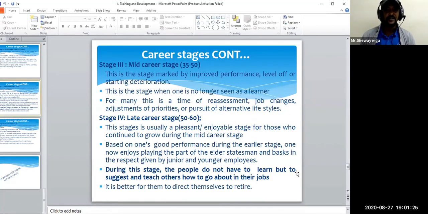The third stage is the mid-career stage, which is 35 up to 50. This stage is marked by improved performance, level of or starting distortions. This is the stage when one is no longer seen as a learner. So for many, this is the time of assessment, job changes, adjustment of priorities, and pursuit of alternative lifestyles.